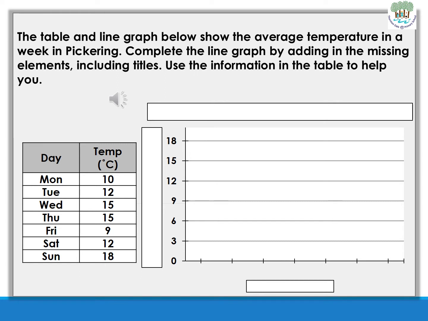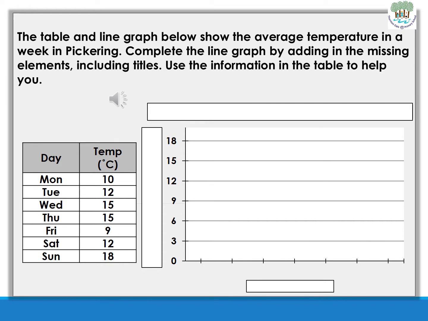And then the x-axis, which goes horizontally, on there we should label the days with each day going underneath each dash on the x-axis, and label underneath in the box day. Then we would plot the points on the line graph.